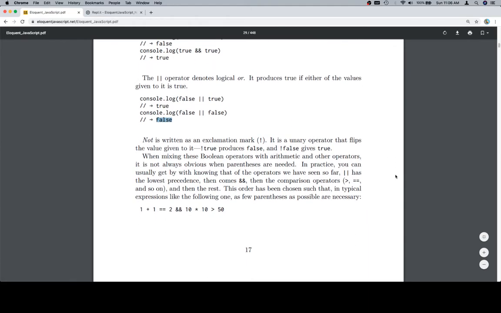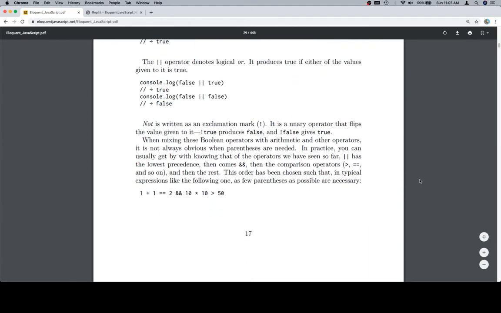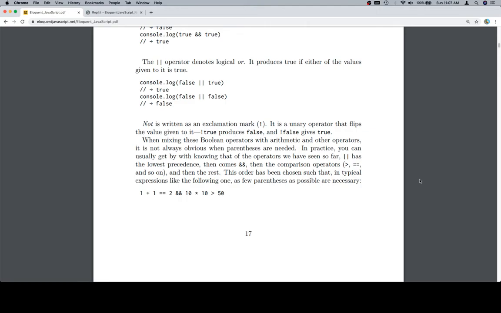Not is written as an exclamation point. It is a unary operator that flips the value given to it. Not true produces false, not false produces true, or gives true. You're going to see produces, gives, evaluates to, and returns used pretty interchangeably. They're not the exact same things, but they all, at this point, mean very similar ideas, which is to say, the computer gives back to us in some capacity. We see it, we can denote it in some case, that's what they mean.